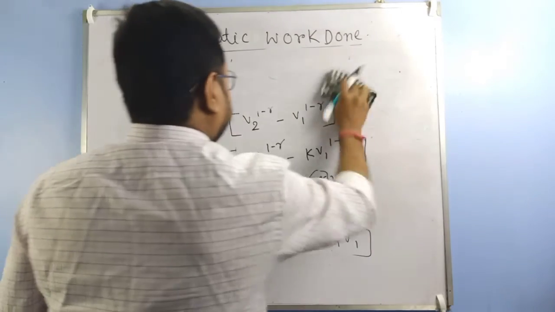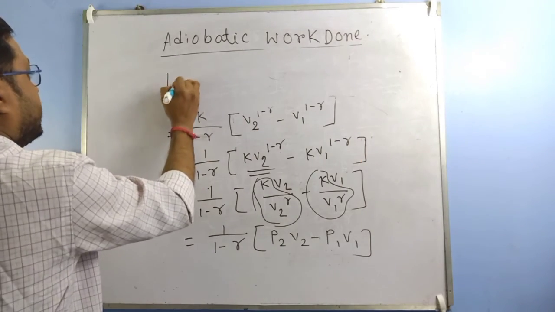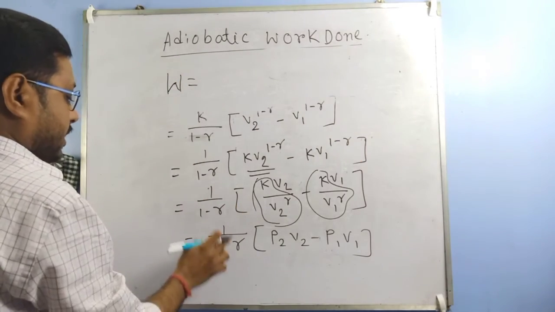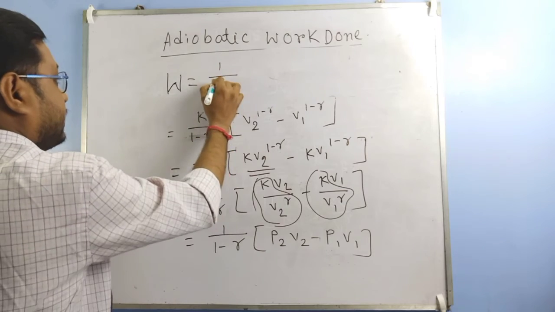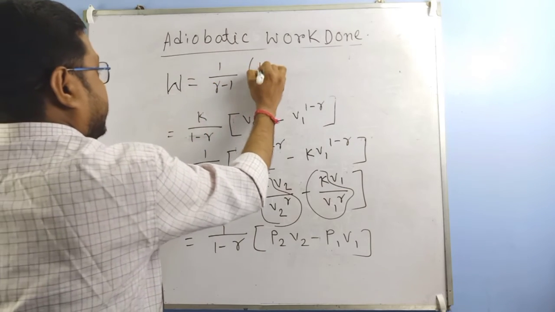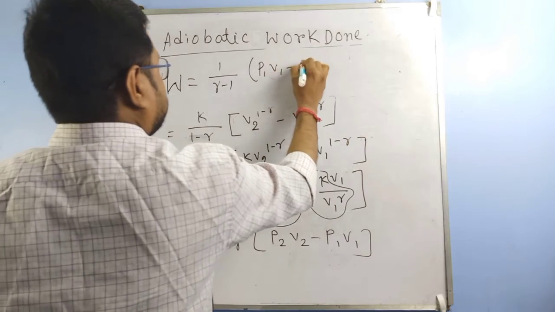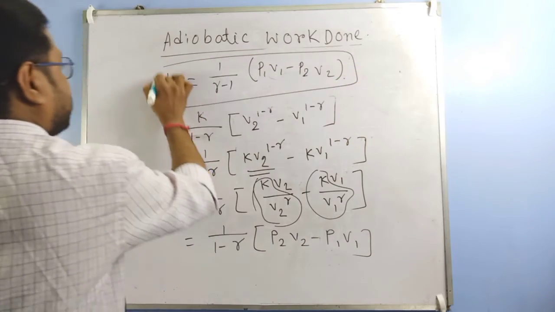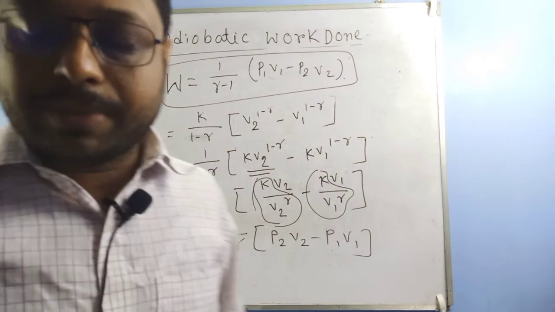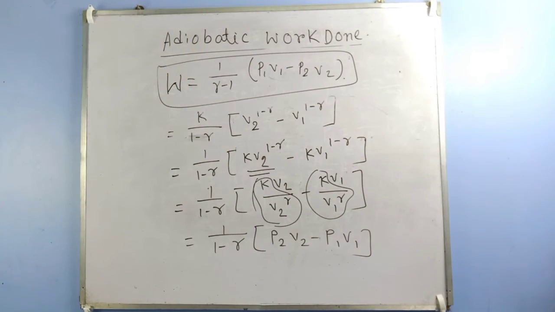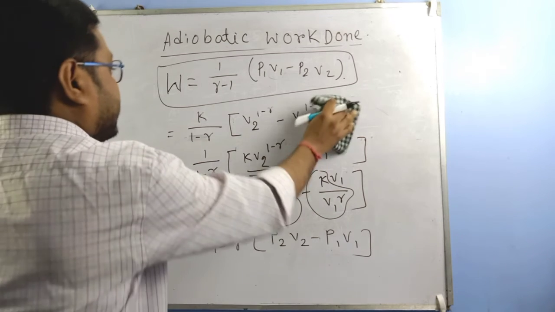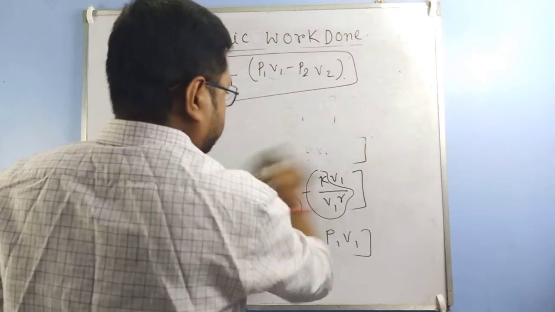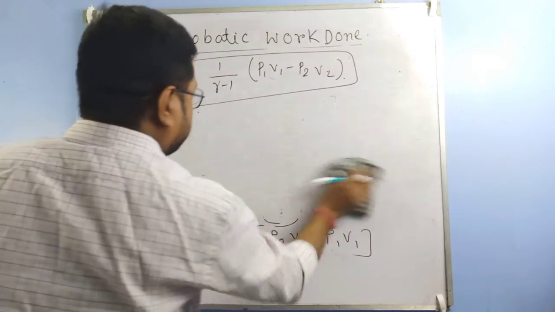And finally we get work done W is equal to, if we write it with gamma minus 1, 1 by gamma minus 1 into P1 V1 minus P2 V2. This is the total work done in the adiabatic process.